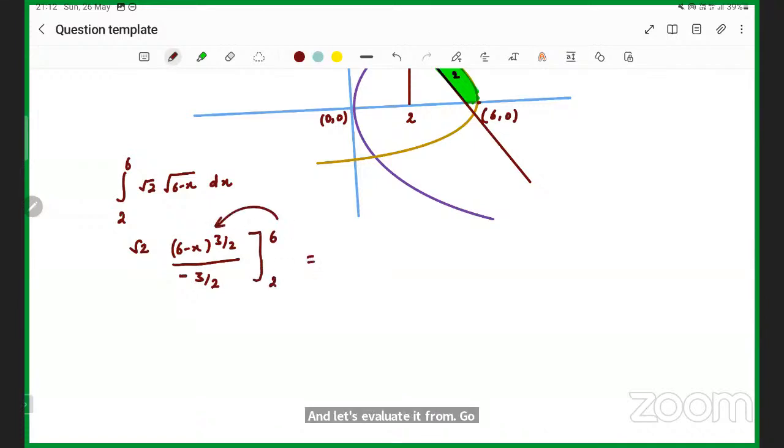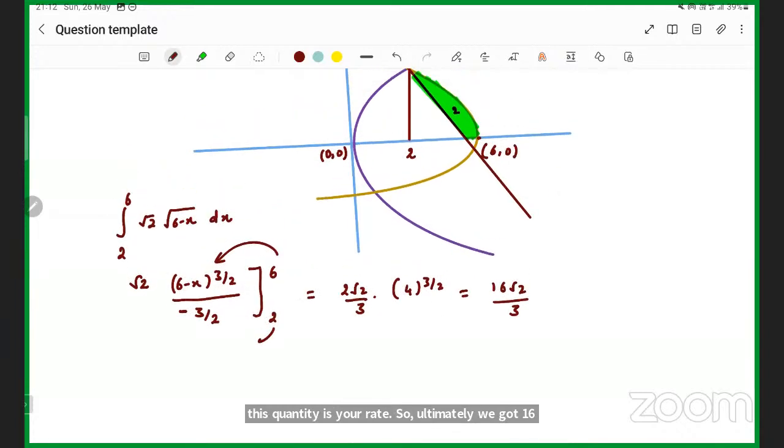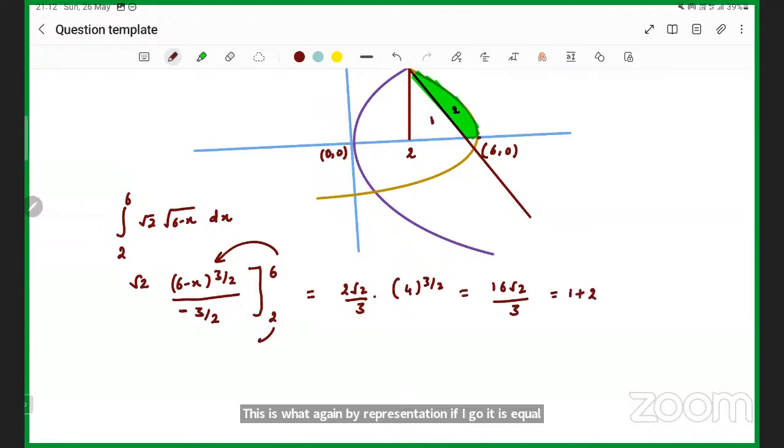So clearly at 6, this quantity will become 0, so no need to bother about it. Now when we are evaluating for 2, one negative will come while evaluating the definite integral, and already one negative is waiting over here. So in return, totally we'll be getting something like 2 root 2 by 3. And here we will have 4 to the power 3 by 2, which is 8. So ultimately we got 16 root 2 by 3. This, by representation, is equal to area 1 plus area 2.